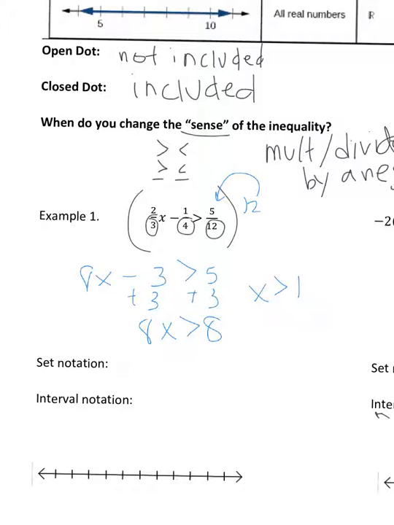So set notation is going to be brackets. I'm talking about the variable x, bar, and then I'm going to use the inequality notation. Close the set. Interval notation. So this is all real numbers that are greater than 1. So the endpoint on the left-hand side is 1. It doesn't include 1, so I'm going to do a parentheses. And this goes all the way to infinity, sideways 8. And infinity is not a set number, so it's a parentheses.